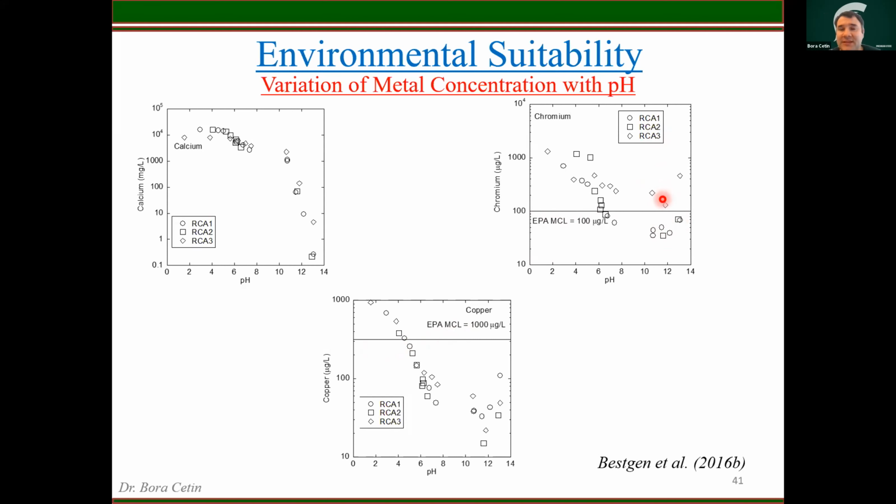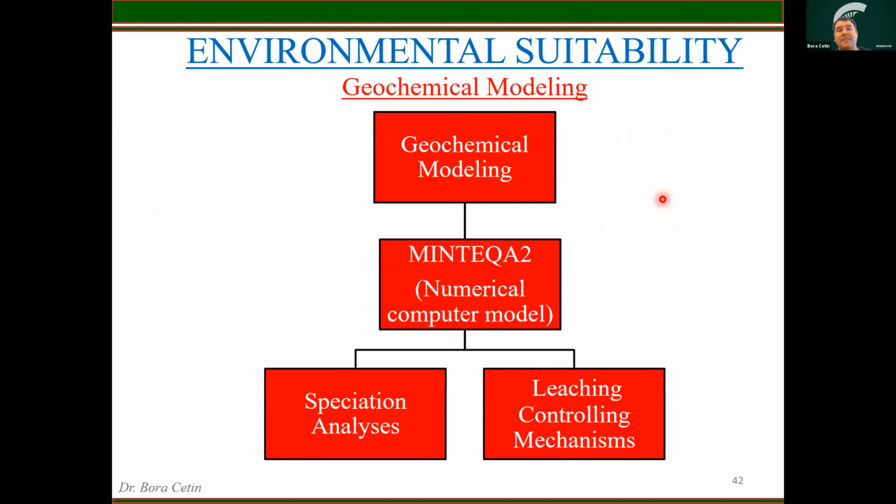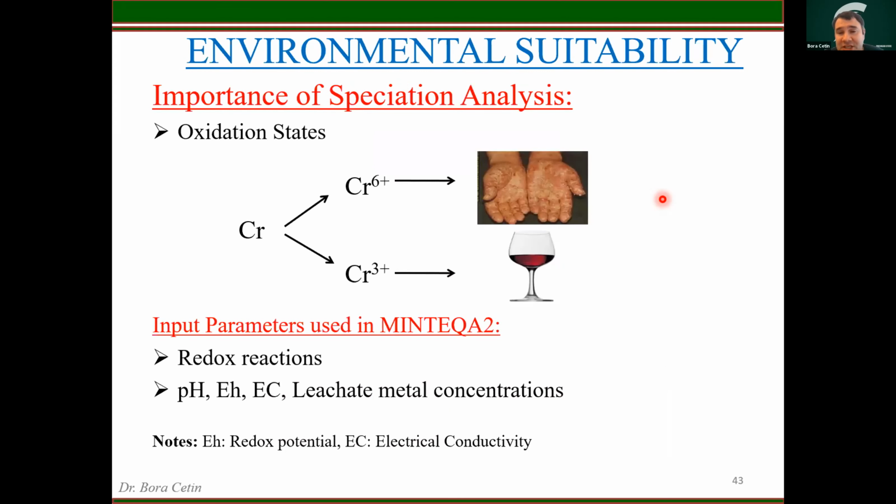However, even if it exceeds the EPA limit, it doesn't necessarily mean that it's toxic. What do I mean by that? If you do geochemical modeling to understand the leaching controlling mechanisms and the toxicity level of these leachates, for instance, the chromium seemed to exceed the EPA limits on some of those fresh RCAs at basic pH conditions. It doesn't necessarily mean that it's toxic, because chromium exists in two dominant oxidation states in nature, chromium 6 or chromium 3. If you consume chromium 6, that will cause significant health issues. On the other hand, chromium 3 is a necessary nutrient for plants, for people too.